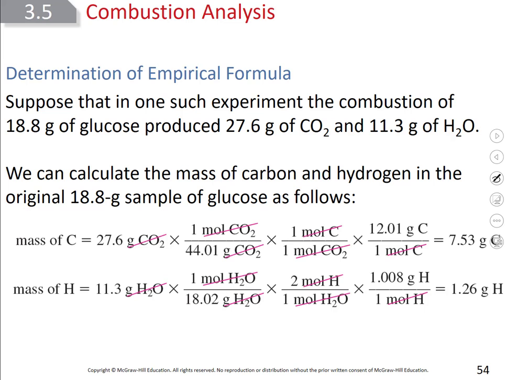Looking at this sample problem, it says, suppose that in one such experiment, the combustion of 18.8 grams of glucose produced 27.6 grams of carbon dioxide and 11.3 grams of water. We can calculate the mass of carbon and hydrogen in the sample using the mass of carbon dioxide and water. So again, let's write a simple equation to keep track of what we're doing. Glucose. Pretend we don't know the formula for glucose, but we know it contains carbon, hydrogen, and oxygen. We just don't know what ratio.